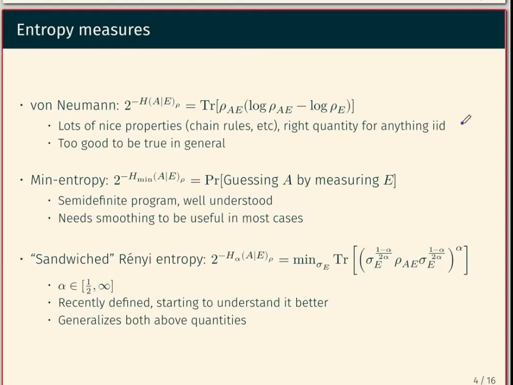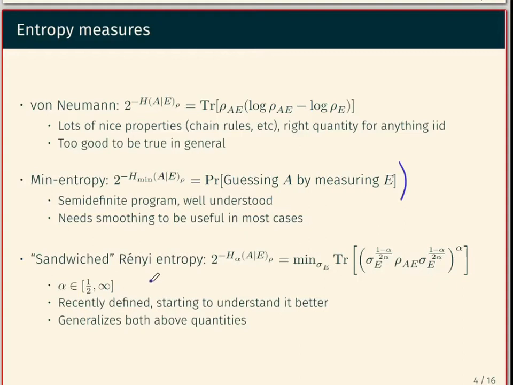In the IID case, basically this definition by itself doesn't really work. We don't get something anywhere close to what we should get, which we know is the von Neumann entropy. What we need to do for it to be useful in most cases is called smoothing, and I'll get into this very soon.